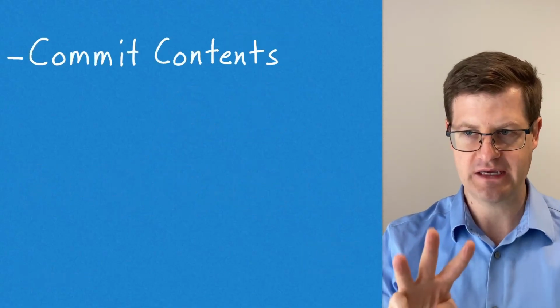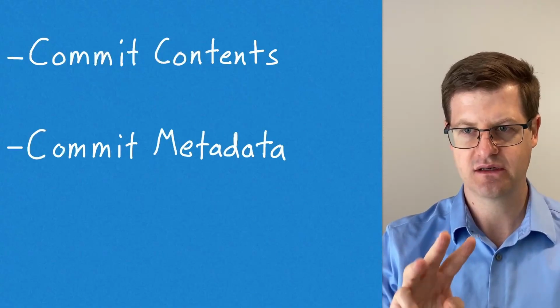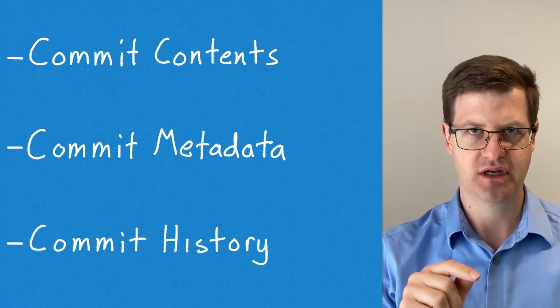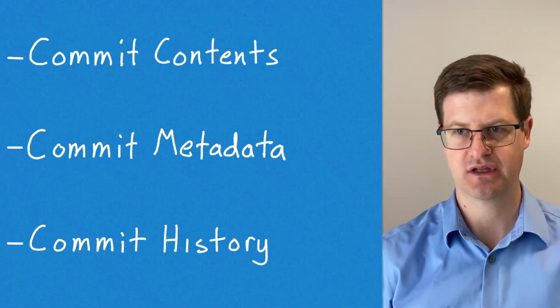Some of the metadata is changed in this, which we'll talk about later. So the three things that we need to talk about are the contents of the commits, the commit metadata itself, and the commit history. So what happens to the history of that main branch when you merge things in.